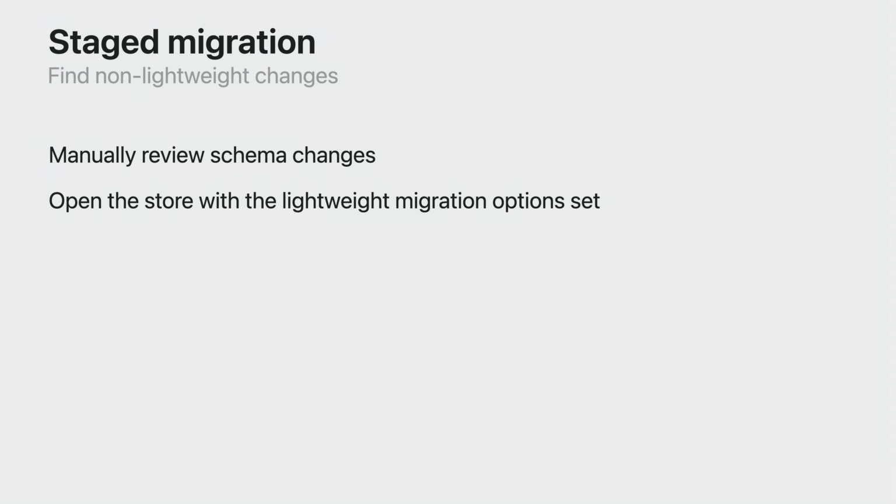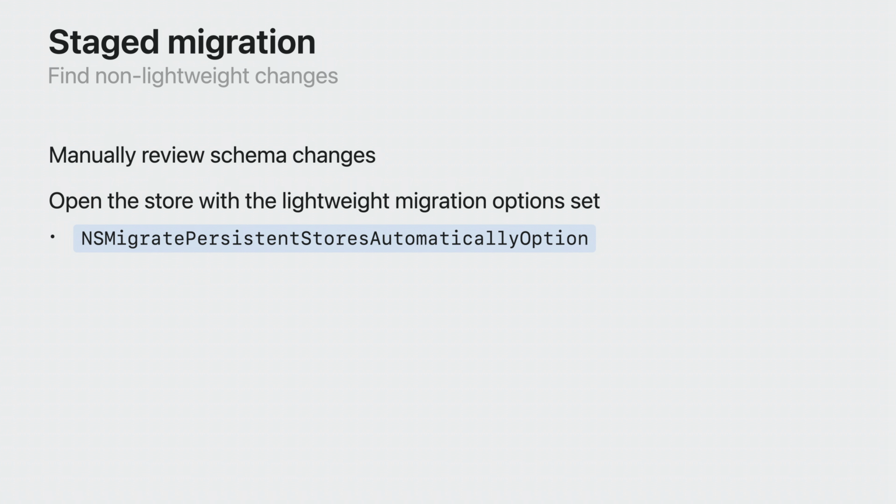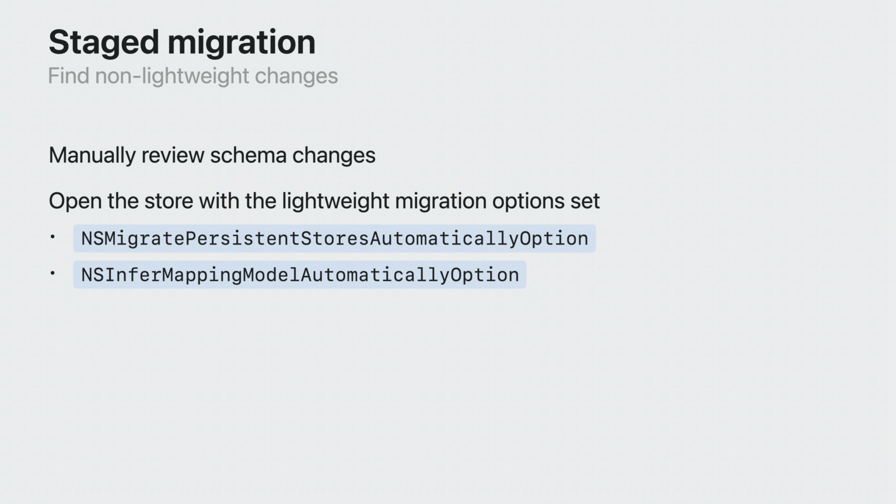To determine when your model has non-conforming lightweight changes, you have several options. The first option is to review the schema changes manually and ensure each change is eligible for lightweight migration. The second option is to try to open the persistent store with the new model and the lightweight migration options NSMigratePersistentStoresAutomaticallyOption and NSInferMappingModelAutomaticallyOption set to true. If the changes are not lightweight eligible, you'll receive an NSPersistentStoreIncompatibleVersionHashError.